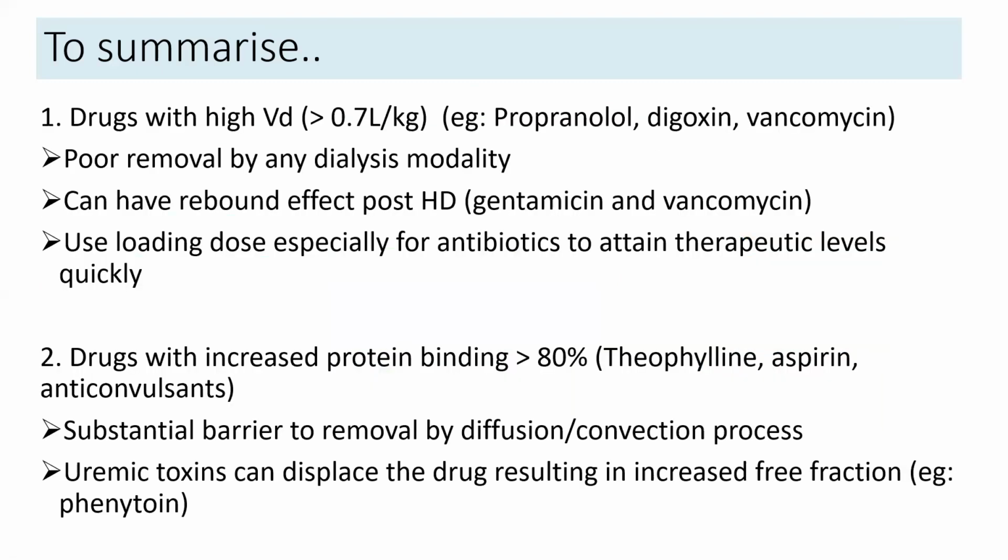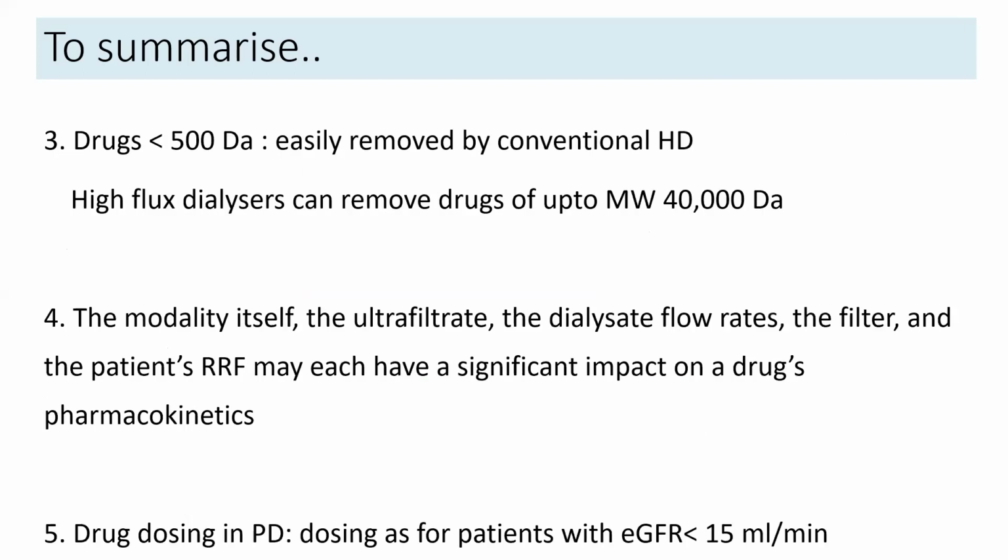Drugs with high volume of distribution have poor removal by any dialysis modality. They can have a rebound effect post-HD, which has been studied best in gentamicin and vancomycin. So it's important that we use the loading dose, especially for antibiotics, to attain quick therapeutic levels. And drugs with increased protein binding, more than 80%, act as a substantial barrier to removal by any form of dialysis, either diffusion or convection. And uremic toxins can displace the drug, resulting in increased free fraction of the drug.